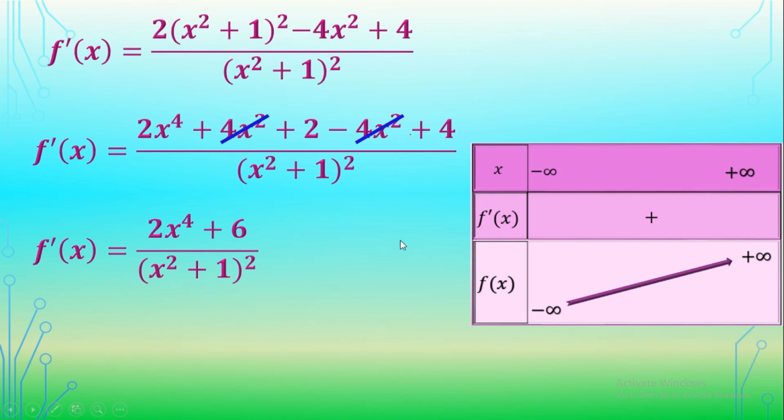Now, if we put the table of variations, x varies from minus infinity to plus infinity. F prime of x is positive. Then f of x will be increasing from the limit at minus infinity, which is minus infinity, towards the limit at plus infinity, which is plus infinity.